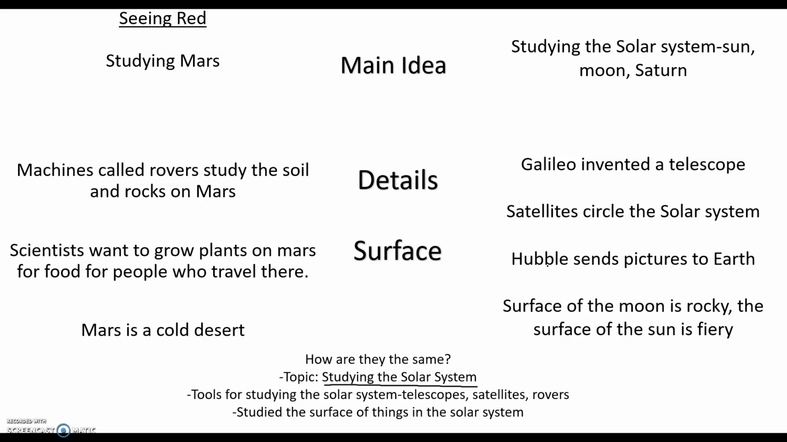These may be different tools, but these texts were similar because they were telling us about the tools used for studying the solar system. Both texts talked about studying the surface of things in the solar system. We read that Mars is a cold desert, while the moon is rocky and the surface of the sun is fiery. If the sun is fiery, that means it's hot, so it's a lot different than a cold desert.